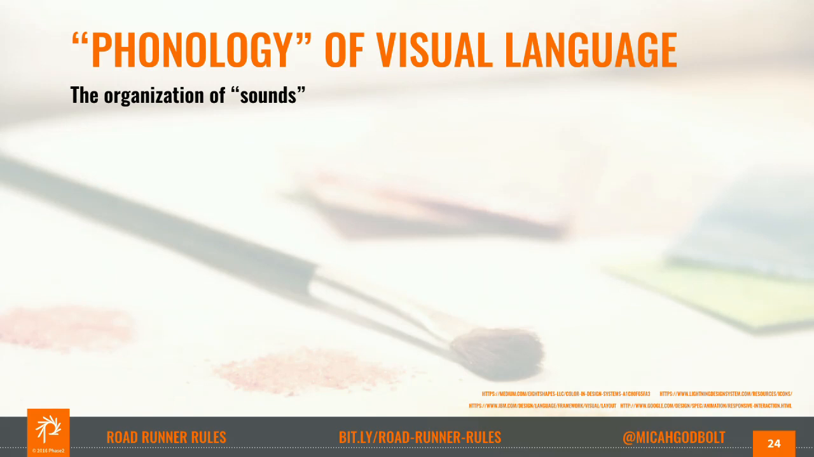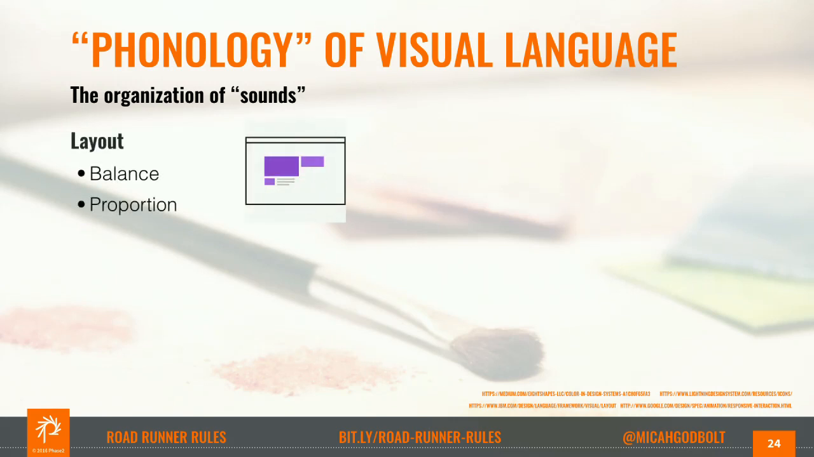So in a verbal language, we have all these phonemes. Phonemes, right? I always say phenoms. I have no idea why. These phonemes, we ask ourselves, what are the phonemes of a visual language? We have things like layout, white space, balance, all those things that give us space within our visual language.